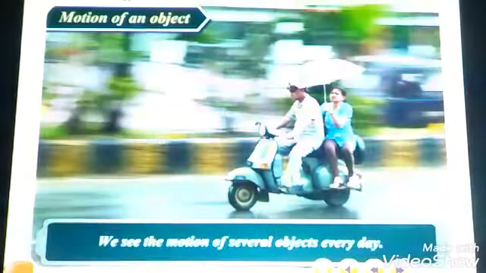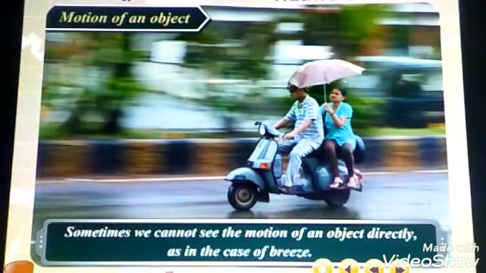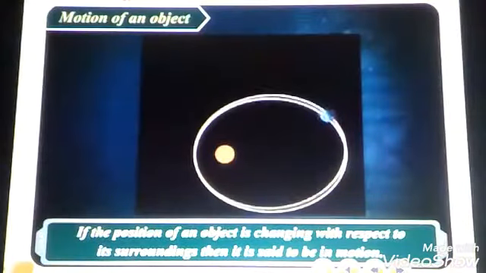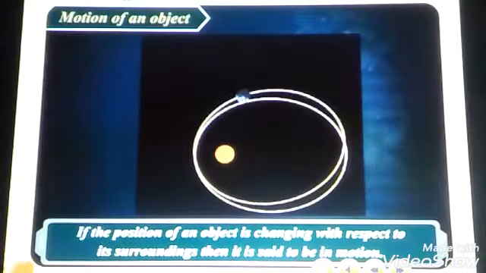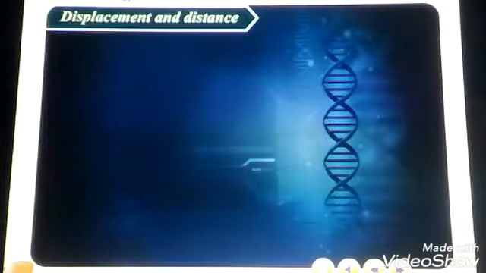Motion of an object. We see the motion of several objects every day. Sometimes we cannot see the motion of an object directly, as in the case of a breeze. Motion is a relative concept. If the position of an object is changing with respect to its surroundings, then it is said to be in the state of motion. Otherwise, it is said to be at rest.